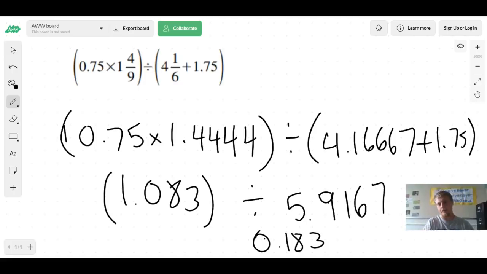Big things to remember when you're writing these as decimals: don't round them to the place that the problem tells you to round your answer to. Round them larger, and then we'll round our final answer to the decimal place that it tells us. So every problem should tell us some kind of place to round to. If you get stuck, let me know.